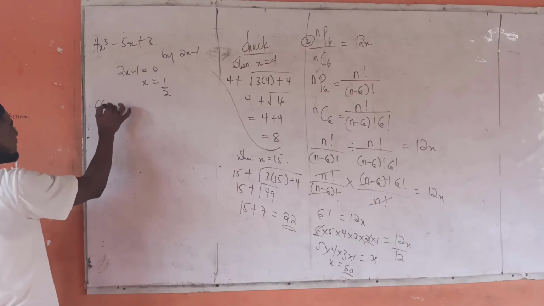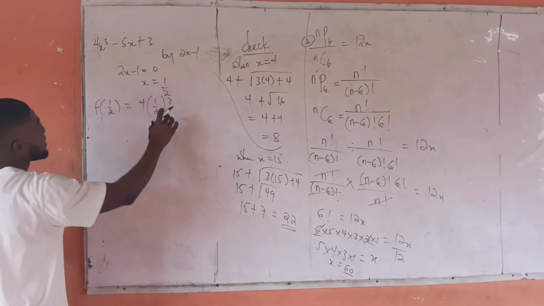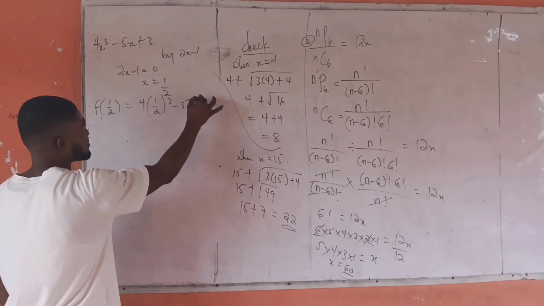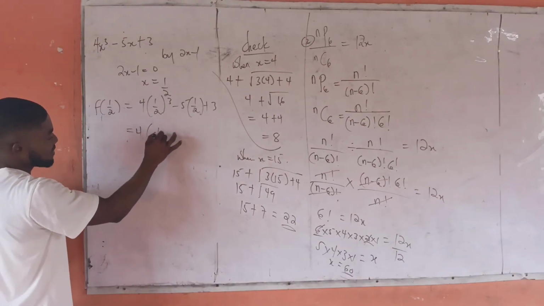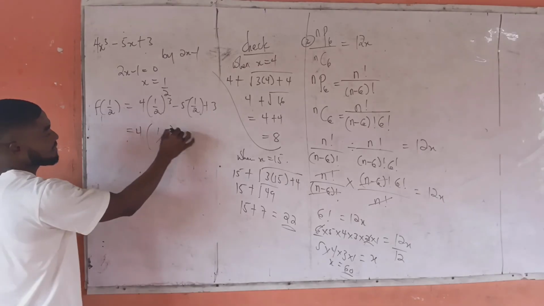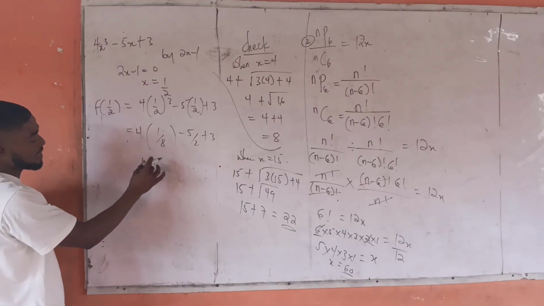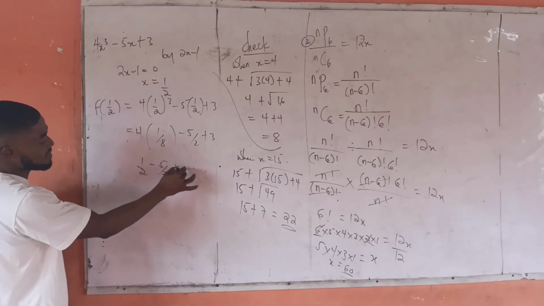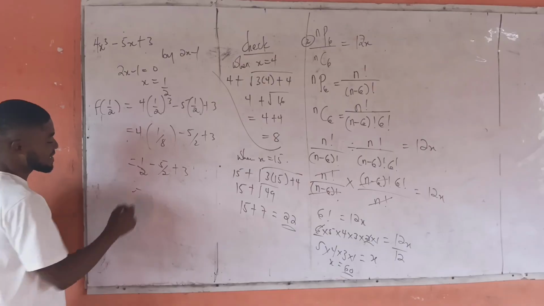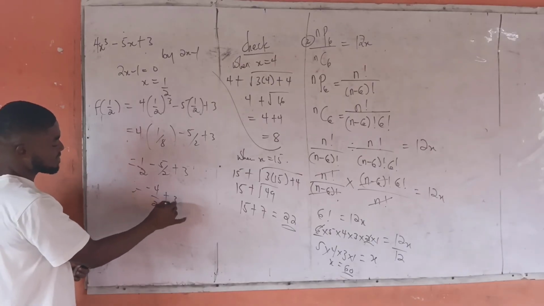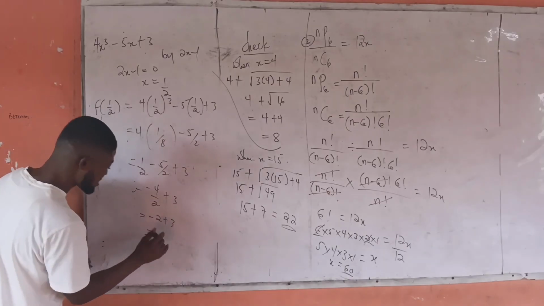So f of half should be 4 times (1/2) cubed minus 5 times (1/2) plus 3. This would be 4 times 1/8, and then minus 5/2 plus 3. This should be 1/2 minus 5/2 plus 3. 1/2 minus 5/2, the same denominator, so minus 4/2 plus 3, which is equal to minus 2 plus 3, which is equal to positive 1.